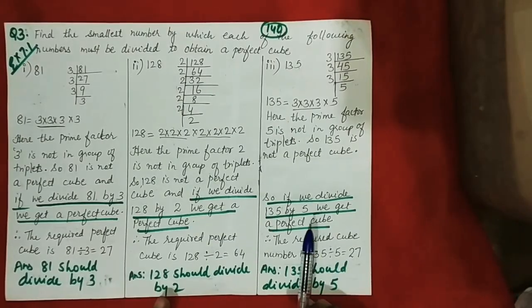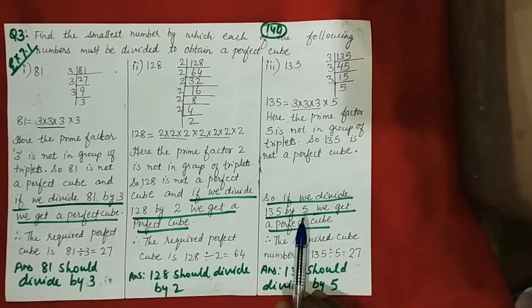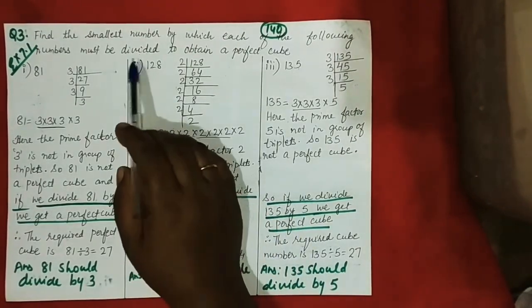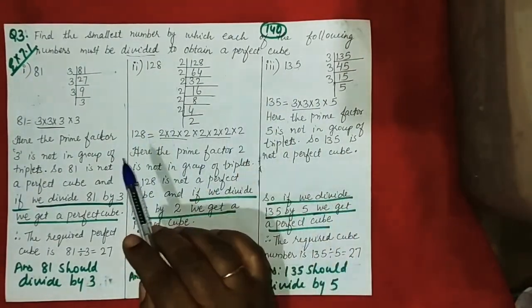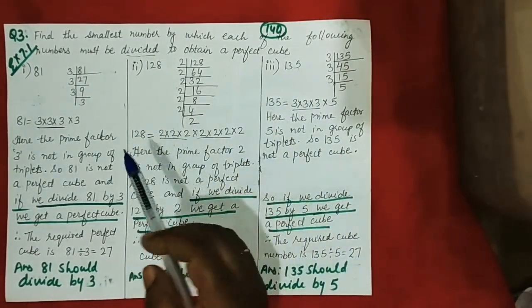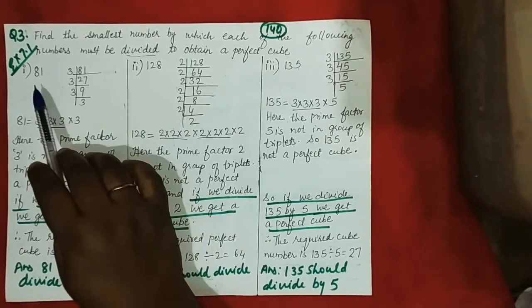Now question number 3. Find the smallest number by which each of the following numbers must be divided. Here the question is to divide to obtain a perfect cube. The previous question was to be multiplied. Okay. Now first question is 81.